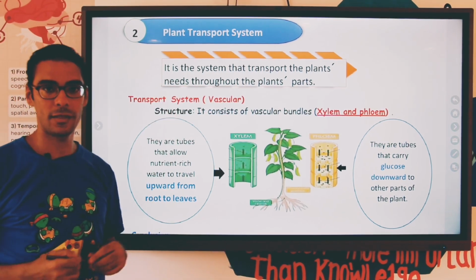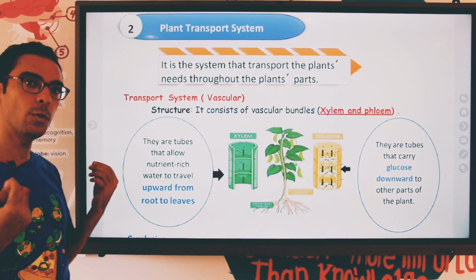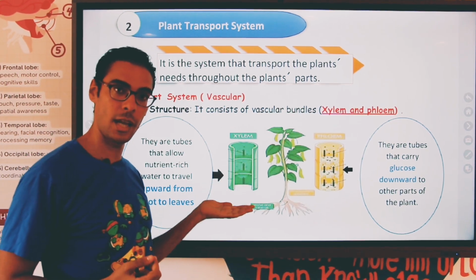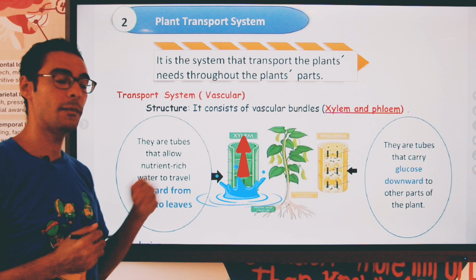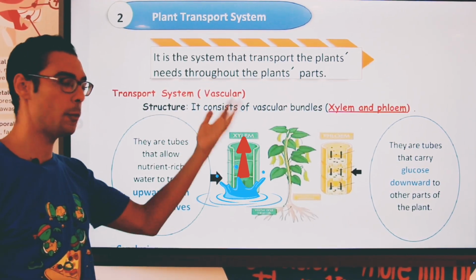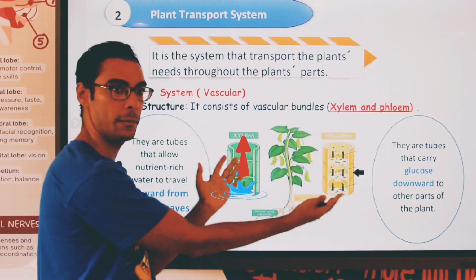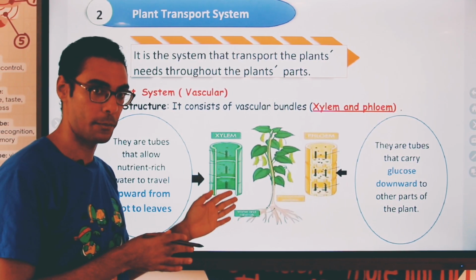And now it's time for the plant transport system. I guess in the previous videos we studied that the plant has two main tubes. The first one is the xylem, the second one is the phloem. We said that the xylem is responsible for getting the water from the roots and delivering it upward to be distributed all over the plant parts. And the xylem exists inside the stem.